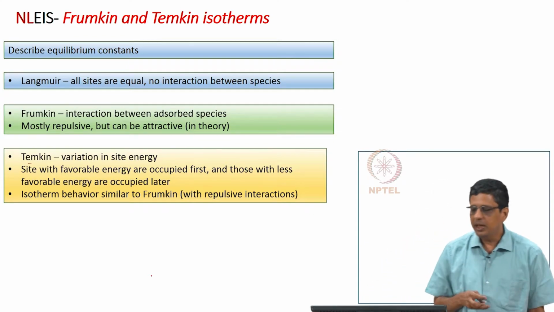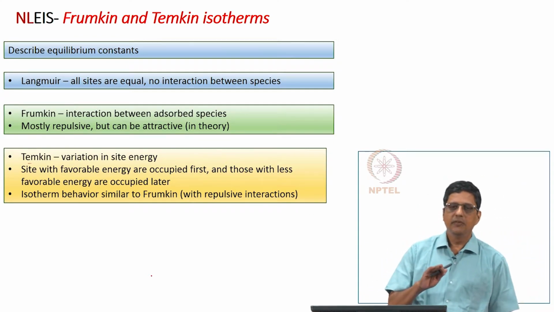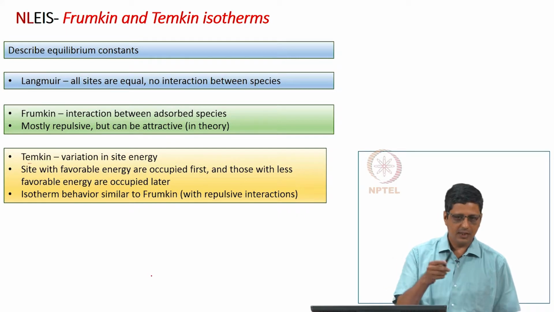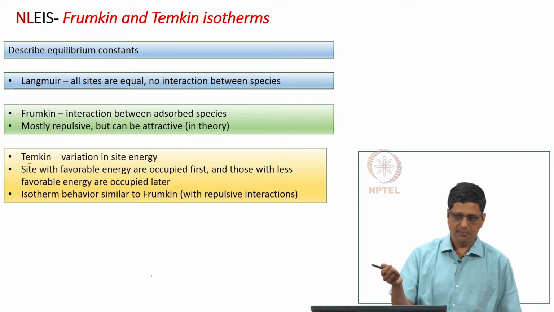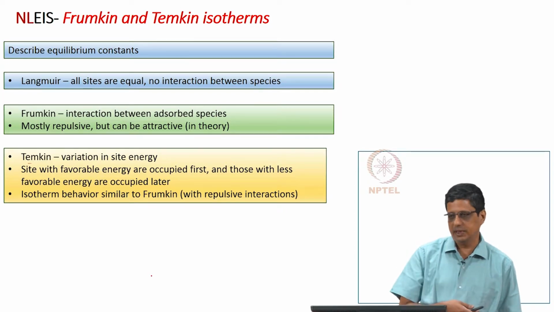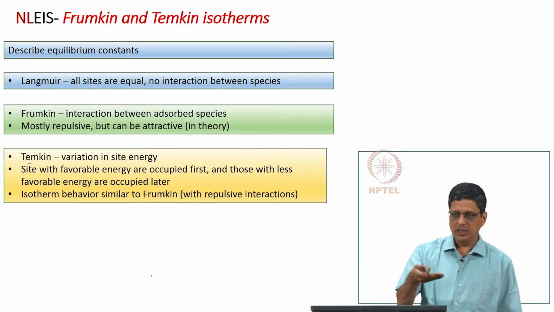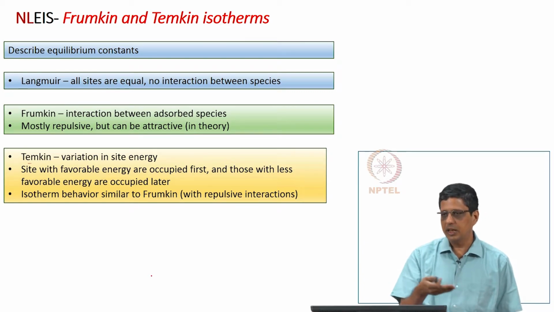Now, the Temkin isotherm, the way you can describe that is this: you have a restaurant, you have n number of seats, but some seats have a better view. So, anybody who comes in will first occupy those seats. The ones which have a poorer view probably will get occupied second.